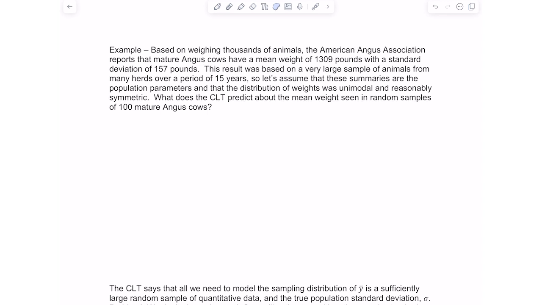What does the central limit theorem predict about the mean weight seen in random samples of 100 mature Angus cows? So since the central limit theorem applies, that means we can use the normal model. And if you'll recall, with the normal model, we can approximate using our 68, 95, 99.7 rule, which we also call the empirical rule.